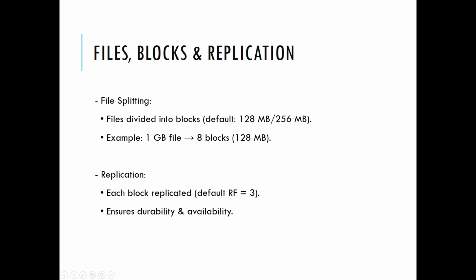Now let's discuss how HDFS handles files, blocks, and replication. First, file splitting. HDFS divides large files into fixed-size blocks. The default block size is 128 MB or 256 MB, depending on the version and configuration. For example, a 1 GB file would be split into 8 blocks of 128 MB each. This block-based storage allows HDFS to efficiently manage large files and distribute them across the cluster.